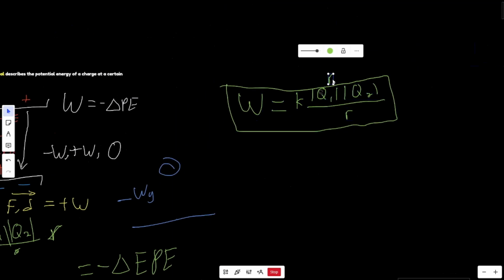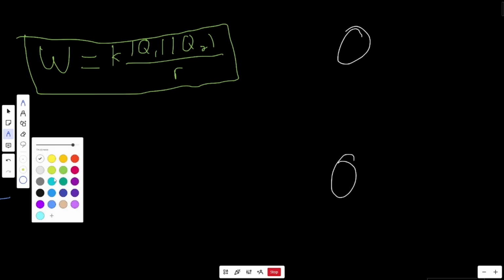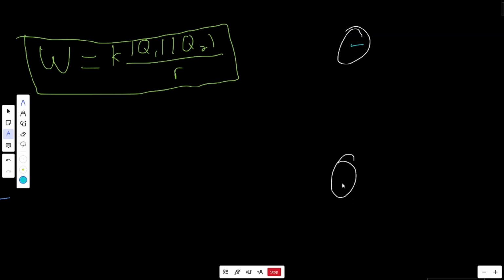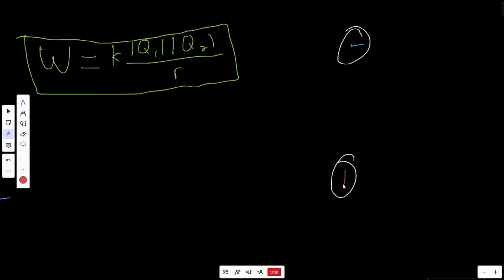Okay, this is our electric potential. Imagine that we have two charges vertically positioned, a negative and a positive here. Let's say that the first one has a value of 2 coulombs and the other one has a value of 3 coulombs, and the distance between them is 6 meters.